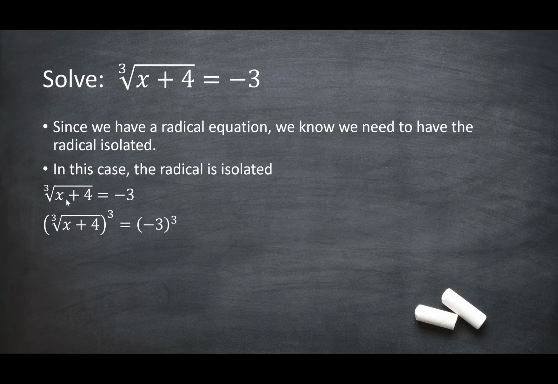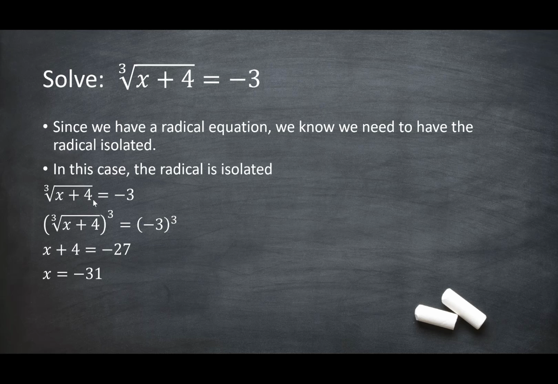So I take my equation, and if I cube both sides, on the left-hand side it's going to reduce down to x plus 4. On the right-hand side, negative 3 times negative 3 times negative 3 is negative 27. If I subtract 4 from both sides, I get x equals negative 31. And again, notice if I plug it in, negative 31 plus 4 is negative 27, and the cube root of negative 27 is indeed negative 3.